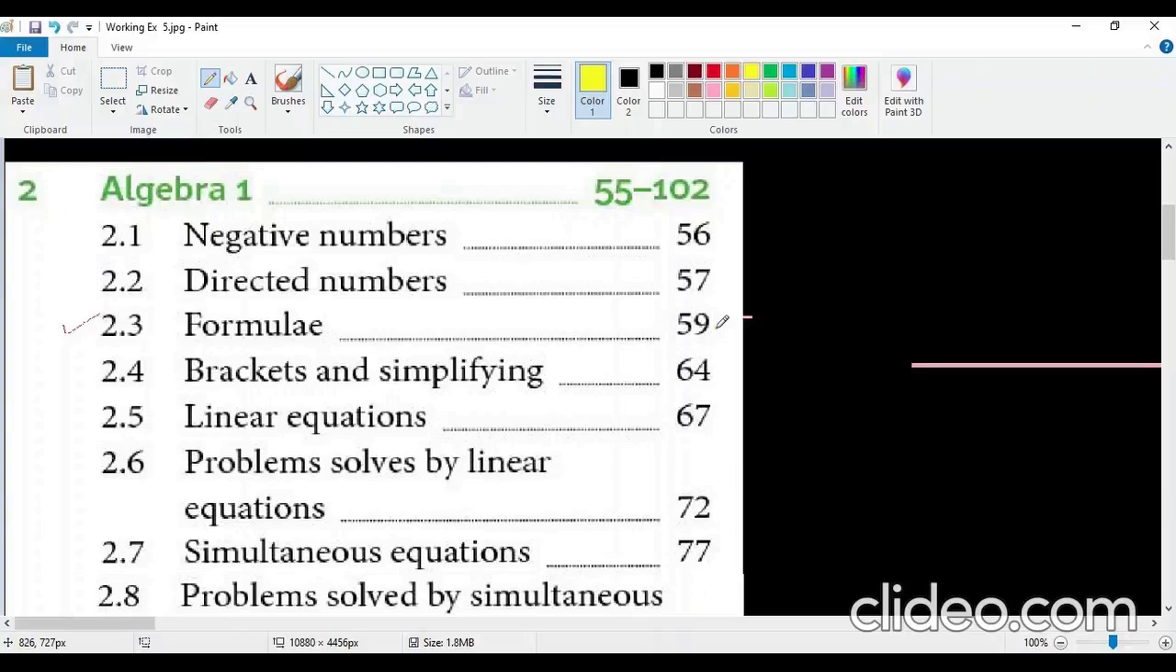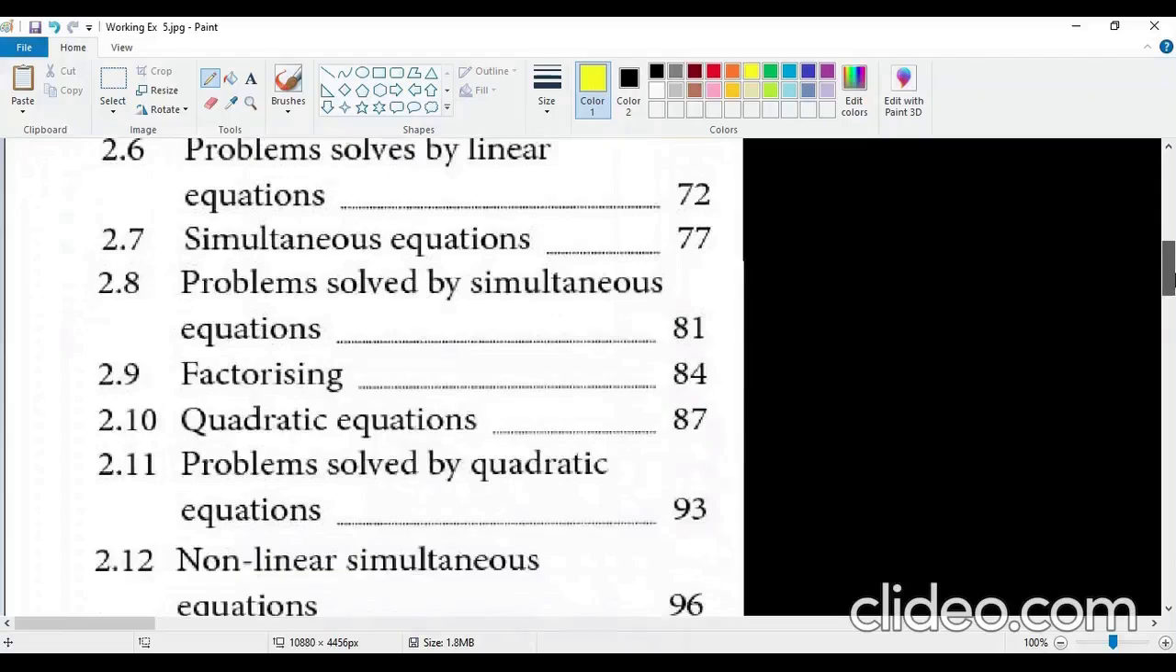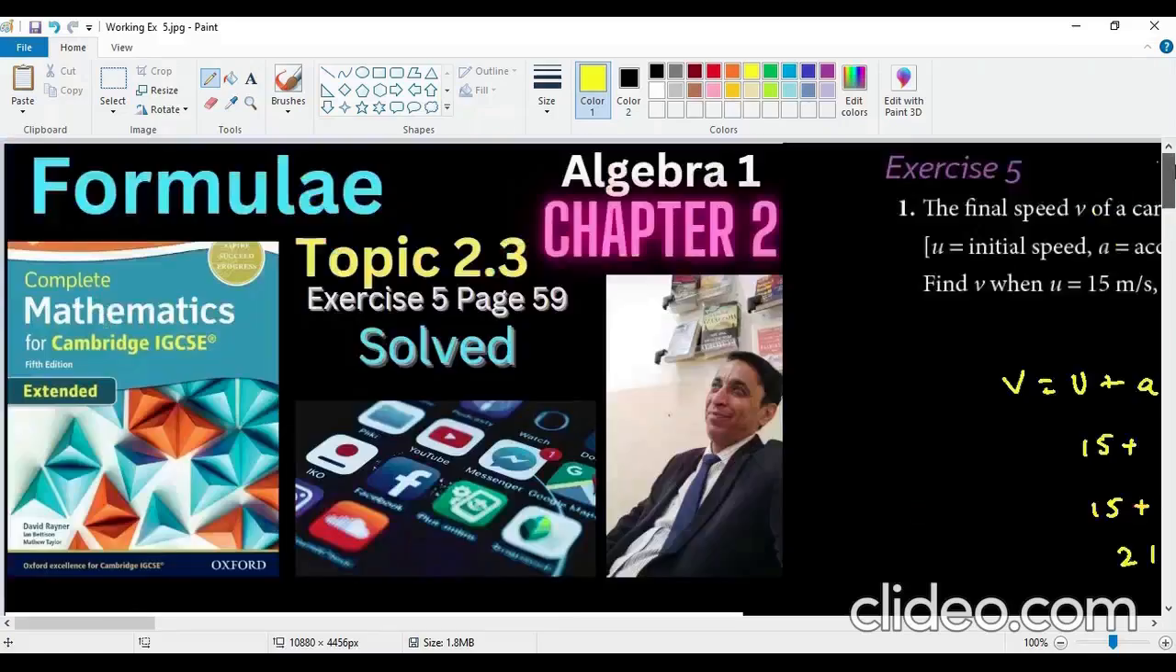Now, first of all, it's going to be formulae and then brackets and simplification, then linear equations, problem solving by linear equations, and then comes simultaneous equations and problem solving by simultaneous equations. Then comes factorization, quadratic equations, and problem solving by quadratic equations. Here, real life problems are going to be solved, which are available in the book also. Then comes 2.12, that is nonlinear simultaneous equations. Then comes revision exercise 2a, and then comes 2b.